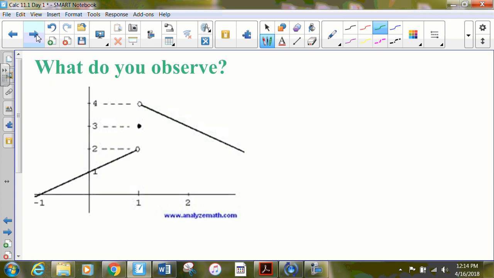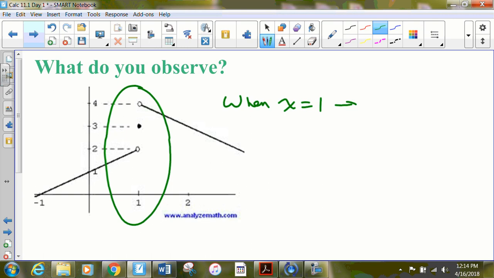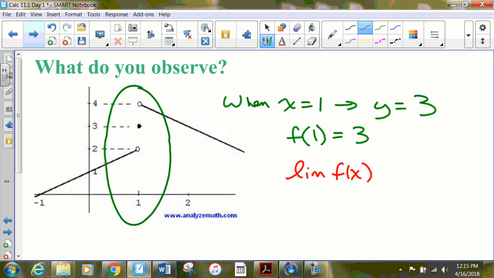All right, what do you observe? Well, we observe there's a lot going on here at 1, right? When x equals 1, y equals 3, and we can write that as the value of the function when x is 1 is 3. But yet we also can see that the limit of this function as x approaches 1 is going to be different, right?